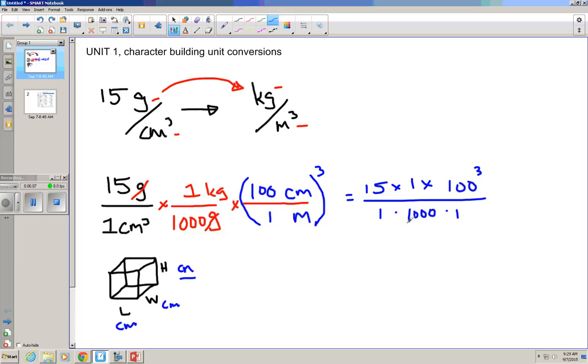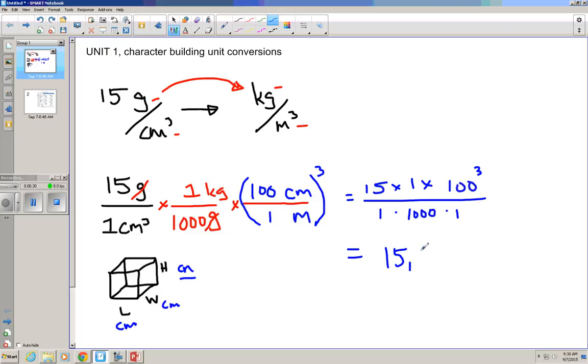Okay, so if you want to pause for a minute and do the 100 cubed, I just can't do that in my head. Okay, that is not 100,000, that is 1 million. So 15 times 1 times a million divided by 1 times 1,000 times 1, and I'm going to pause again to get the answer. And we're back, and the answer to our problem, oh, I just erased it.